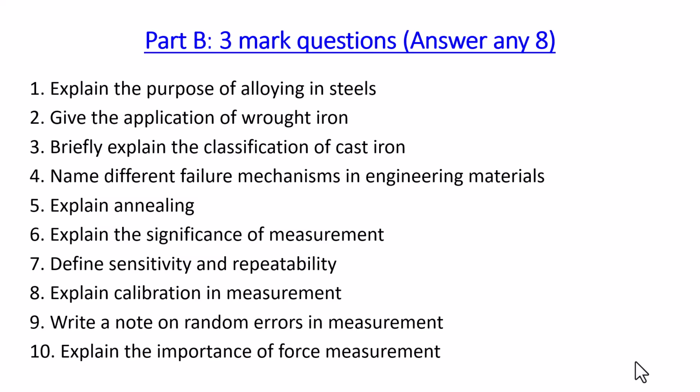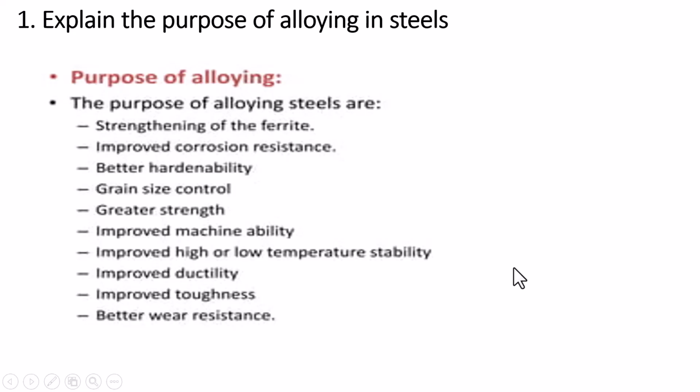Next, we are going to discuss Part B, 3 mark questions. We have to answer 8 questions out of 10. The first question, explain the purpose of alloying in steel. What we are doing in alloying is changing the properties of steel. So what are the advantages or properties we are getting? That is the purpose of alloying in steel.